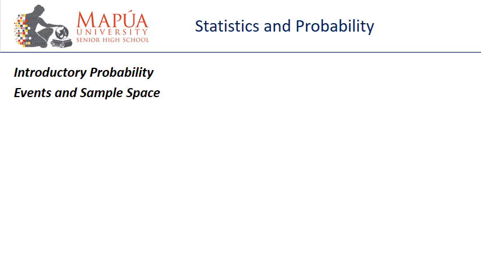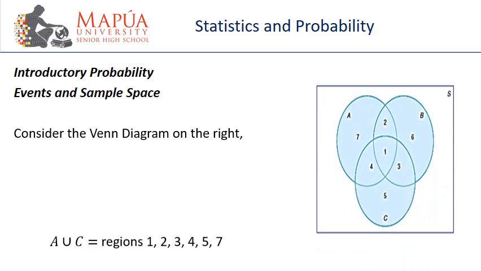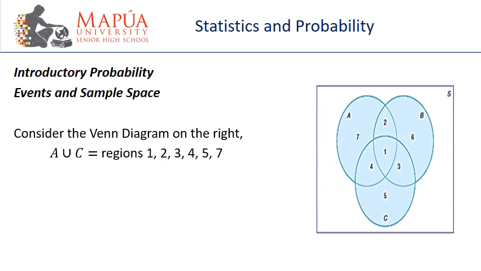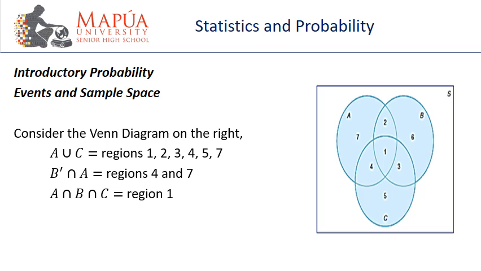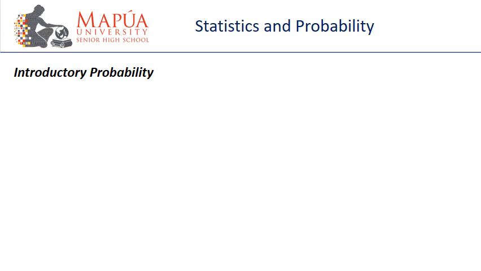Let's apply now the concepts of union, intersection, mutually exclusive events, and complementary events. Consider the Venn diagram on the right. A ∪ C would be regions 1, 2, 3, 4, 5, and 7. B complement ∩ A would be regions 4 and 7, and the intersection of events A, B, and C would refer to region 1.